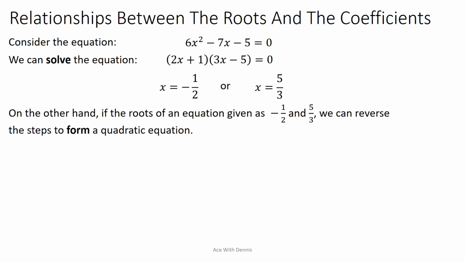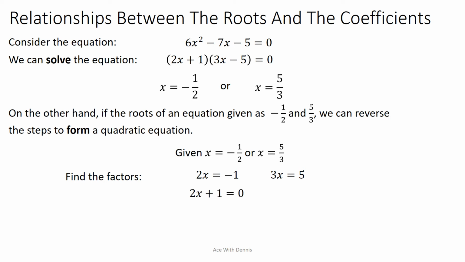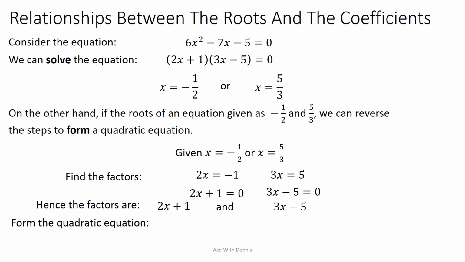On the other hand, if the roots of an equation given are negative 1/2 and 5/3, we can reverse the steps to form a quadratic equation. Given x equals negative 1/2 or x equals 5/3, we can find the factors: 2x equals negative 1 or 3x equals 5. 2x plus 1 equals 0 or 3x minus 5 equals 0. Hence, the factors are 2x plus 1 and 3x minus 5.